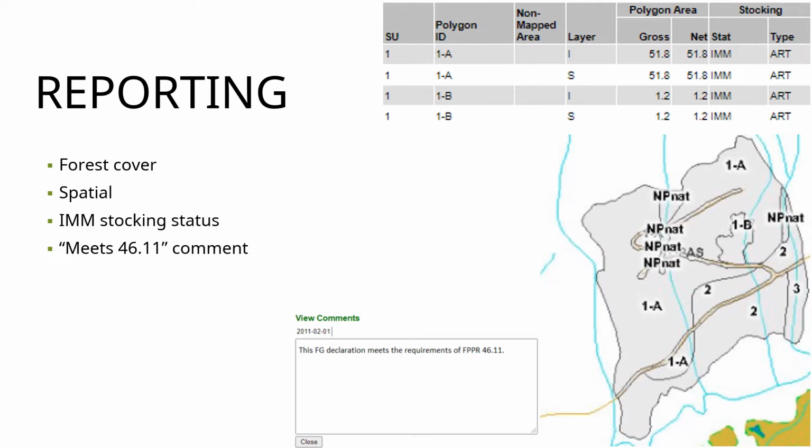So to help identify the strata as being actually free growing, I'd highly recommend entering a comment into the declaration. You can see an example on the slide saying meets 46.11. It would just help us pull these strata out of that audit report.